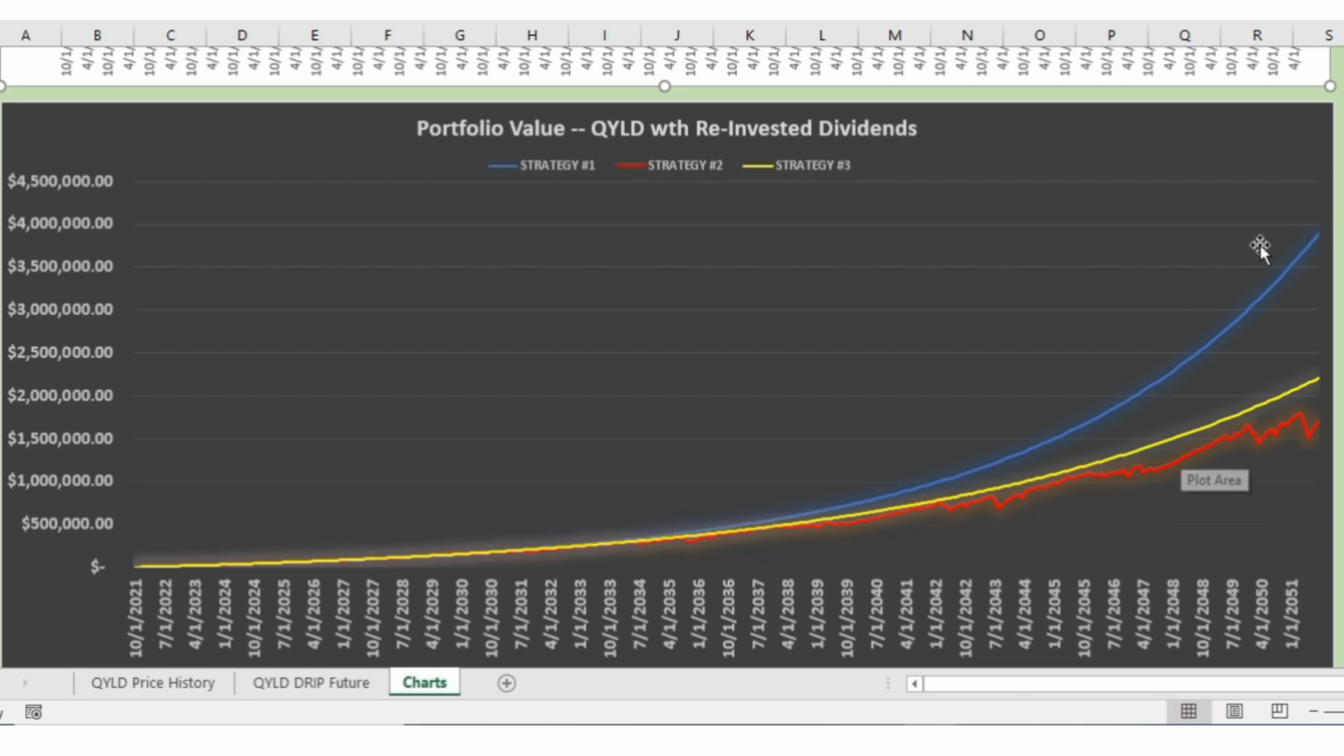So instead of being upwards of $3.5, $4 million here based on the $1,000 per month contribution, we're actually at closer to 1.5, 1.7. I mean, actually over $2 million here. Still a great ending number, but not as good as this one up here. And then strategy number 2 was down here at right around $1.7 million. So definitely a significant adjustment downward.